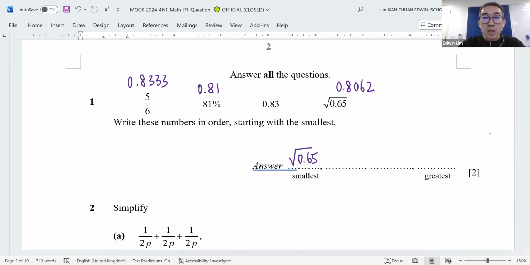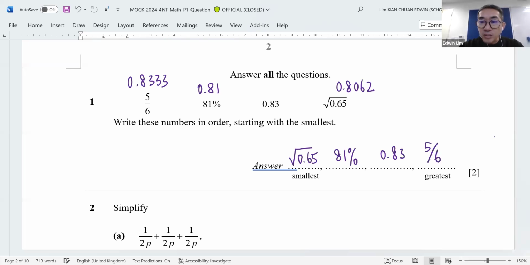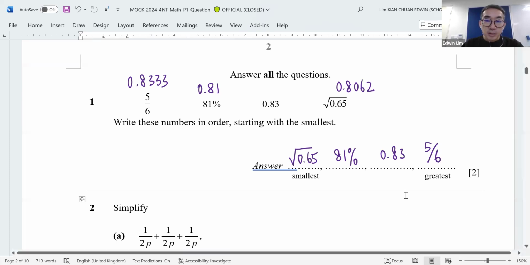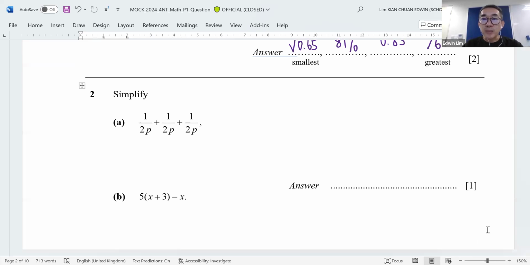The next smaller number, when I compare, is 81%, followed with 0.83, and lastly 5/6. Be careful when you compare the numbers so that you can get the right answer. Next question. Simplify 1/2p plus 1/2p plus 1/2p.